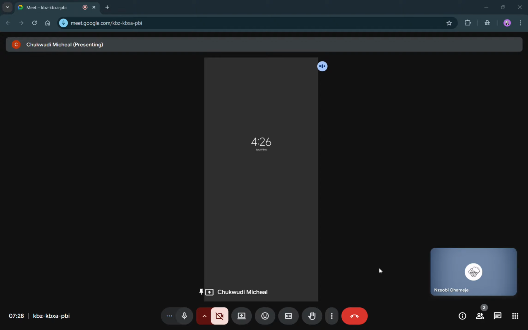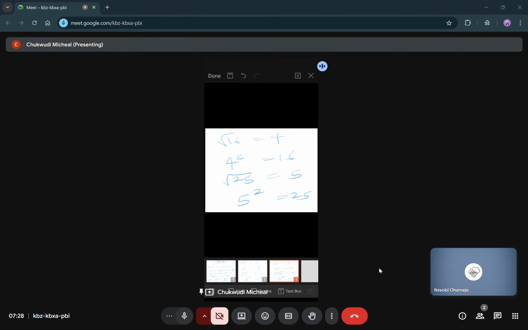Before we start looking at that, let me give you an exercise, something to work out quickly. Can you see the board? Can you see the board over here? Yeah. Okay. So I want you to do this real quick, having understood what a perfect square is. Simplify the following.